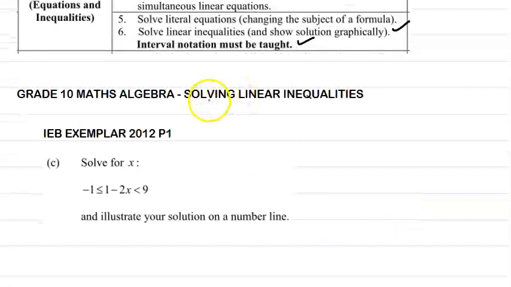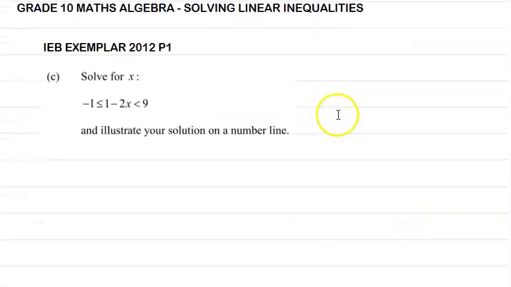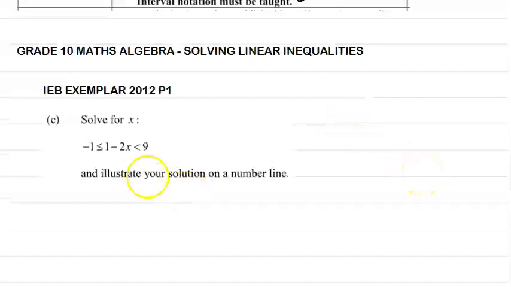Grade 10 maths algebra, solving linear inequalities. In this video, I'm going to show you how to solve linear inequalities. I'm going to show you how to represent your answer on the number line. And lastly, I'm going to show you how to represent it in interval notation.